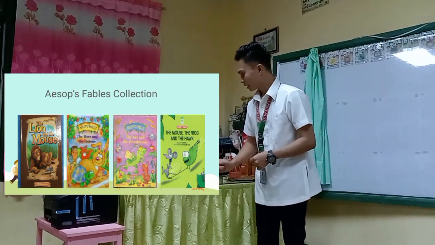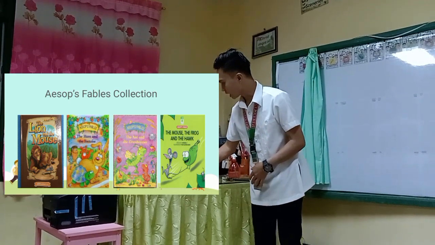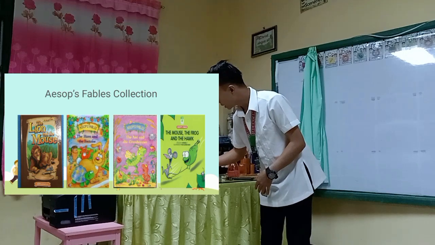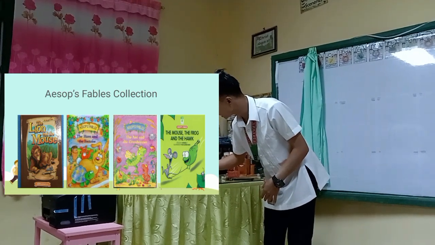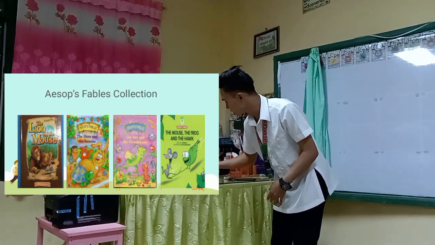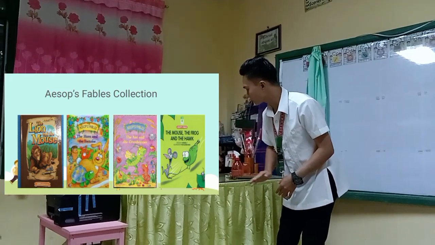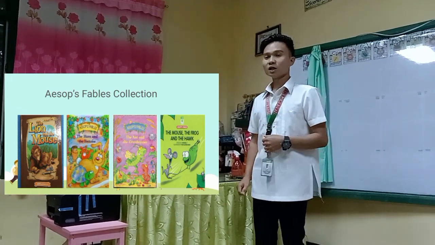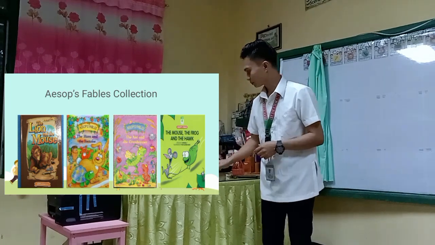Next, those are examples of the writings that came from Aesop's fables. So here are your examples: the lion and the mouse, the hare and the tortoise, the ant and the grasshopper, the mouse, the frog, and the hawk.